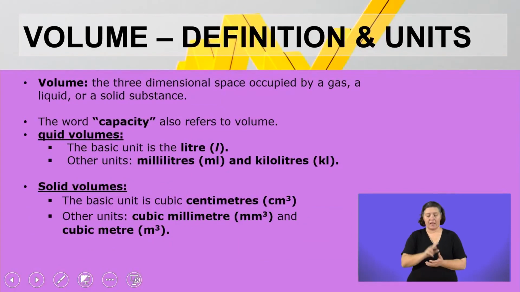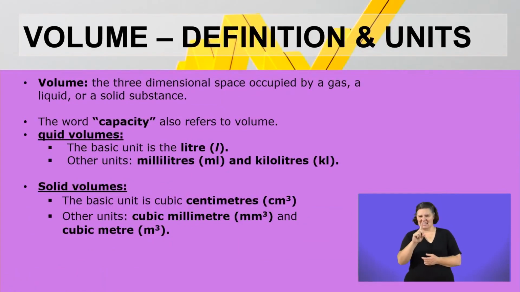Welcome back, grade 12s. Now we'll be looking at conversions and calculations involving units of volume. So what's important here? Volume is the three-dimensional space occupied by a gas, a liquid or a solid substance. The word capacity also refers to volume. For liquid volumes, the basic unit is the liter, and other units are milliliters and kiloliters. For solid volumes, the basic unit is cubic centimeters, and other units are cubic millimeters and cubic meters, for example.